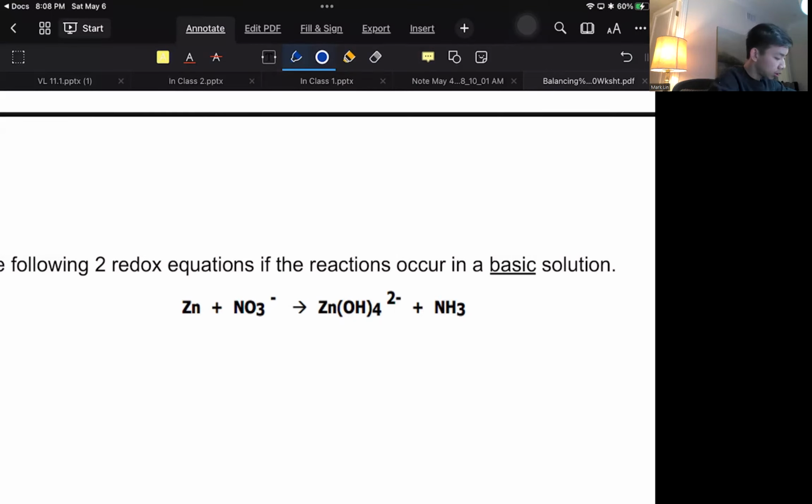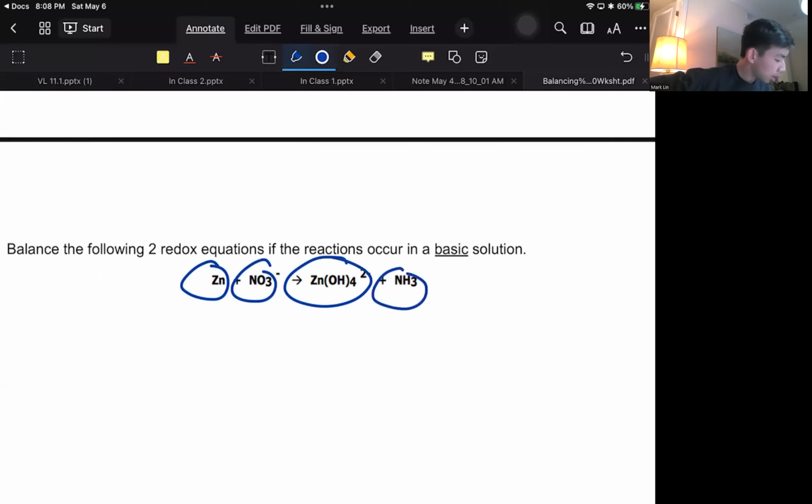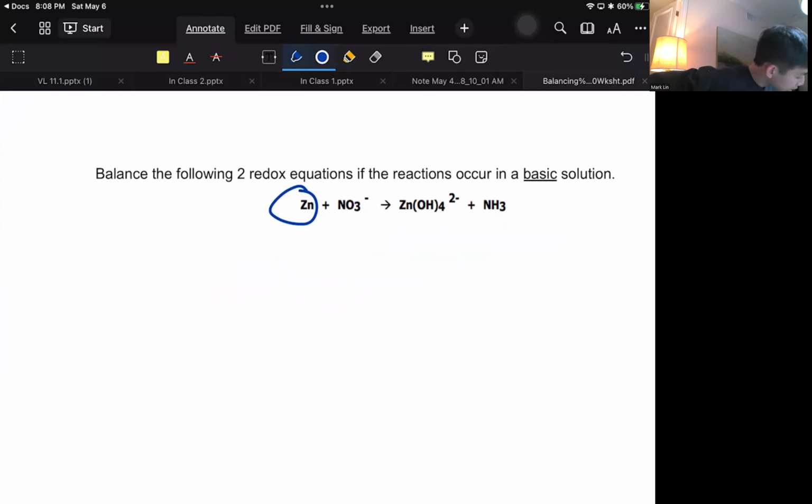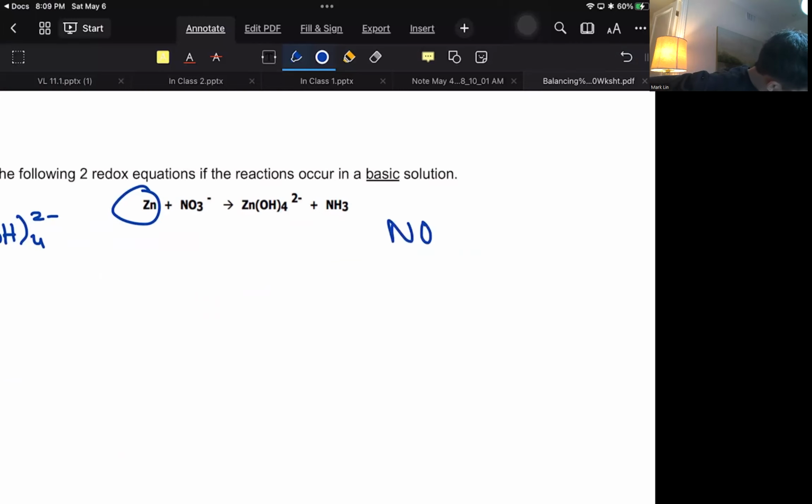All right, first things first is to separate the zinc and the nitrogen. One is going to be Zn going into Zn(OH)4 2 minus. On this side, it's going to be NO3 minus going to NH3.